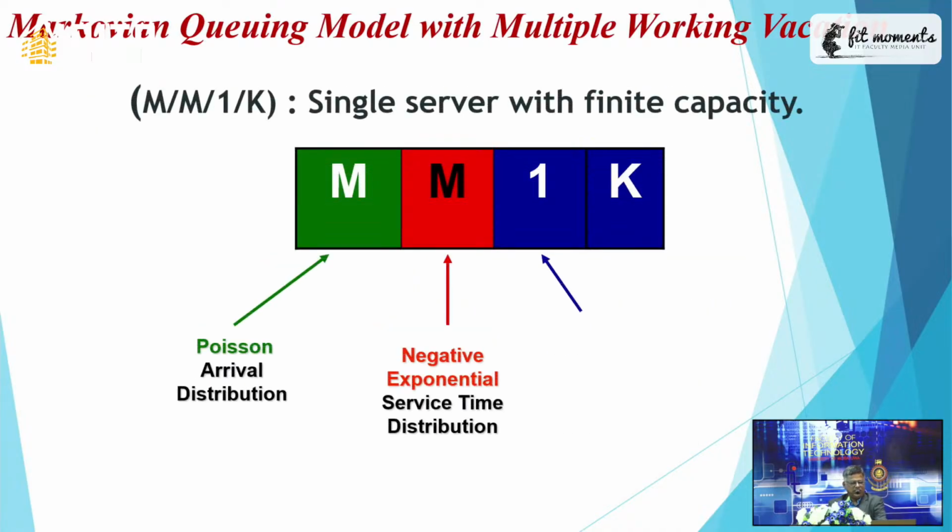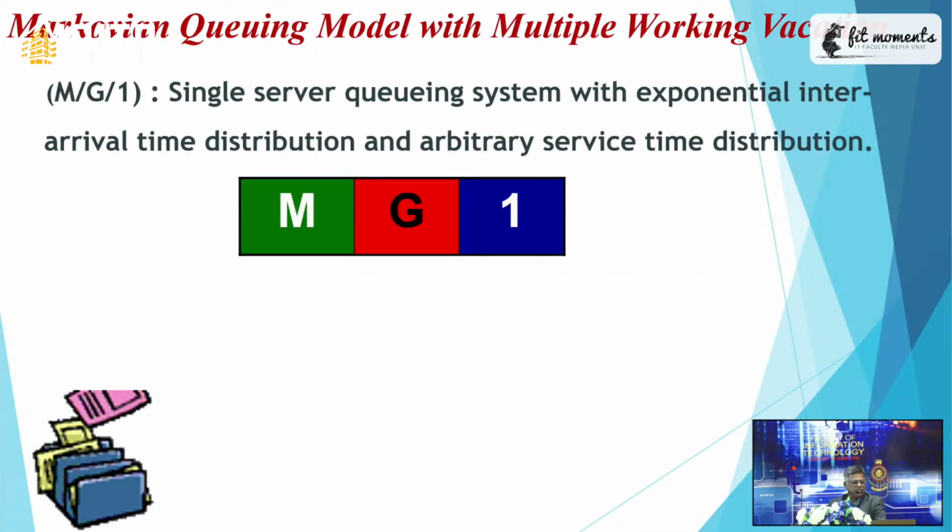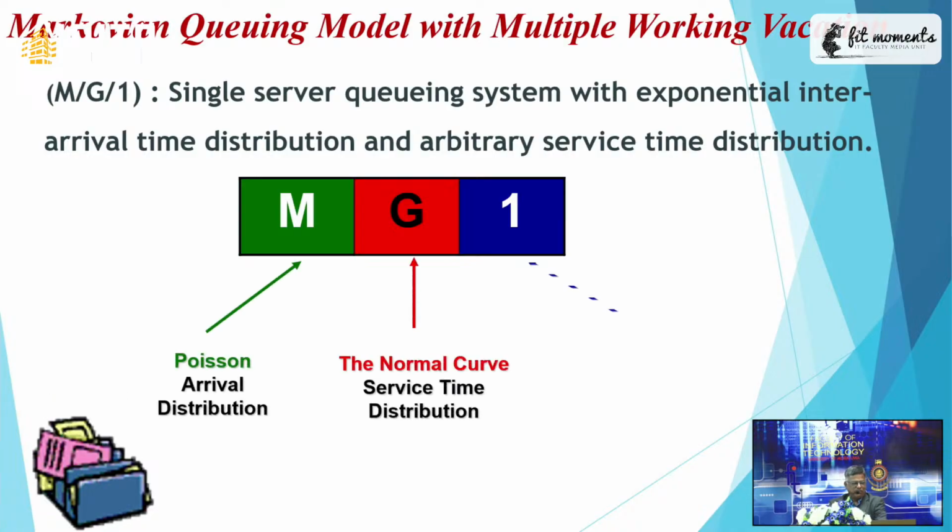MM1K, the same, the last K is capacity. Next one is M/G/1 queue, the same M, G is general, that is, central normal curve, that is, service time is general.